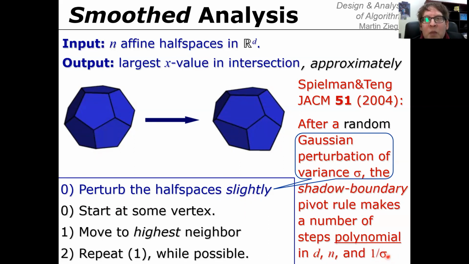So that means we get a good approximation up to this approximation factor. I'm not going to present the analysis here. That's pretty involved and famous. The algorithm, on the other hand, is very simple. Just make a slight perturbation and then execute the original simplex algorithm with Dantzig's rule replaced by the so-called shadow boundary pivot rule, which I don't emphasize here.